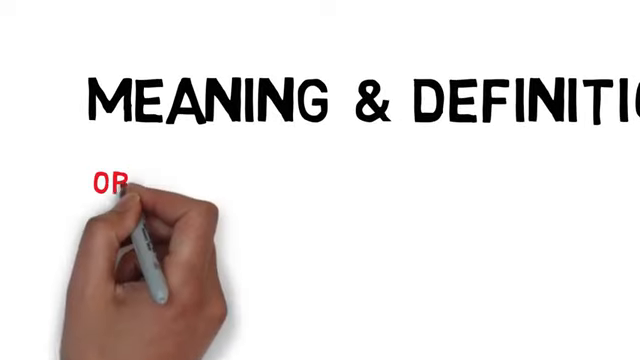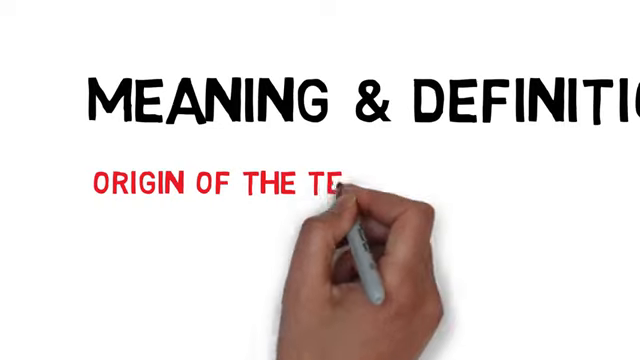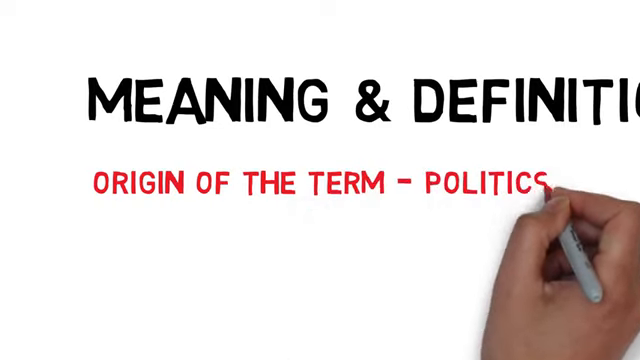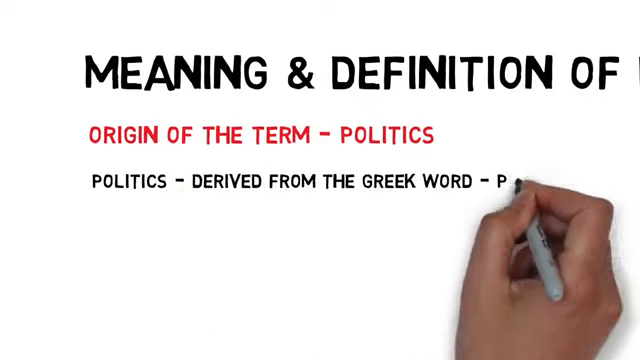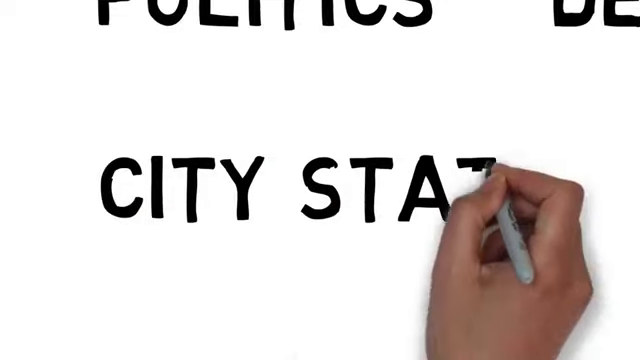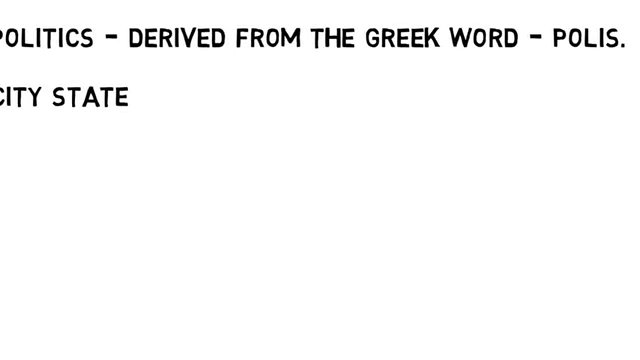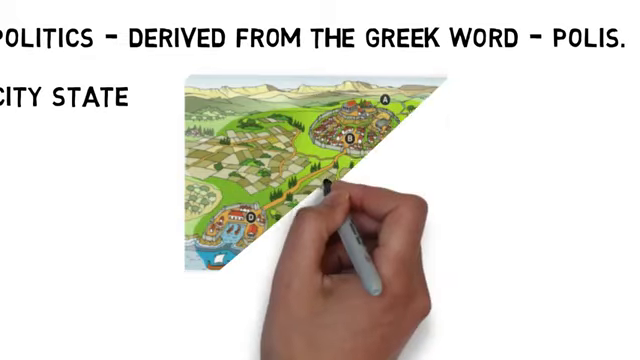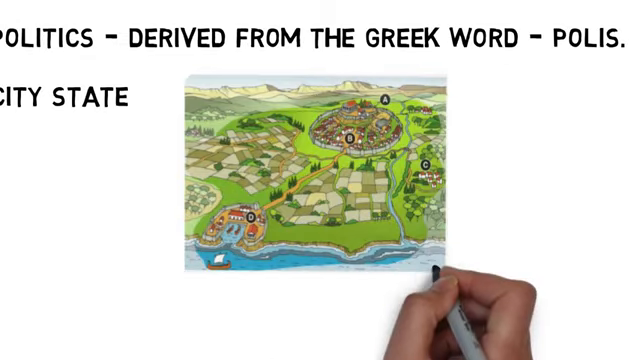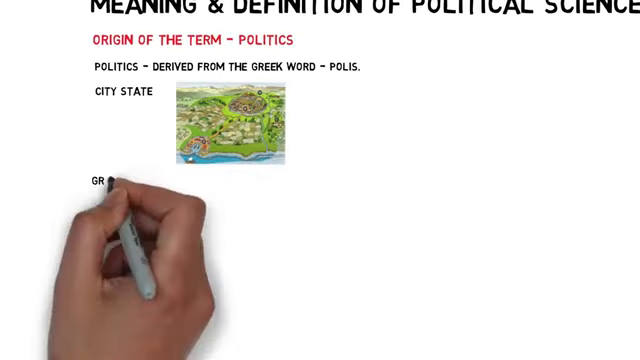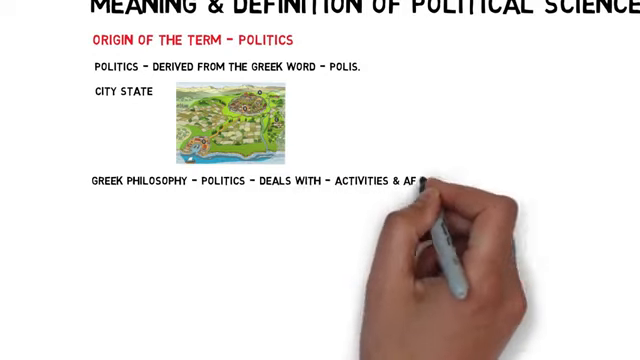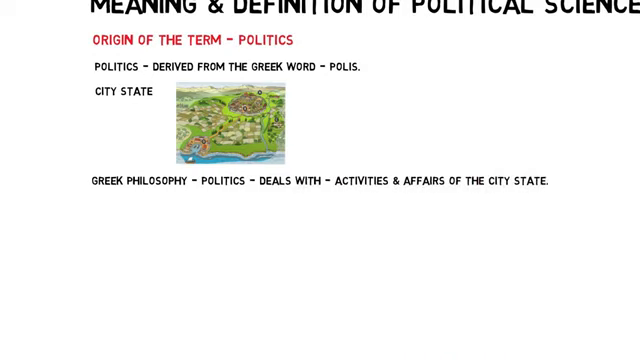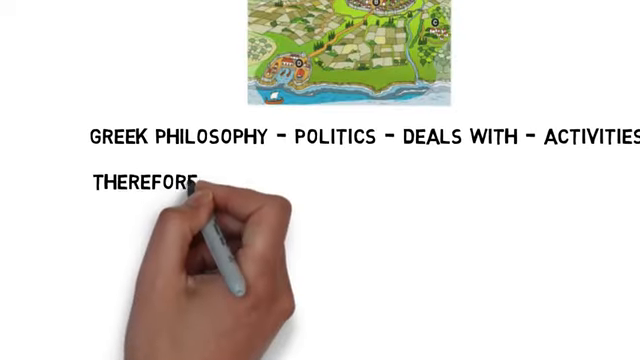Well, let us understand first the origin of the term politics. Now, politics is derived from the Greek word polis, which means city-state. In this picture, you can get an idea of what a city-state used to be in ancient times. According to Greek philosophers, politics was a subject which dealt with all the activities and affairs of the city-state, and therefore city-states were known as polis.